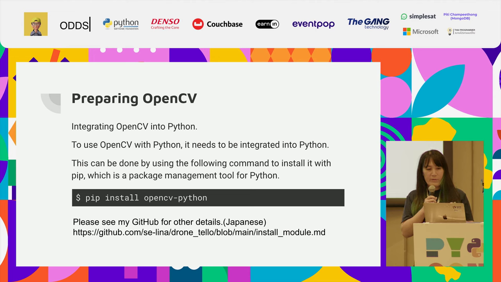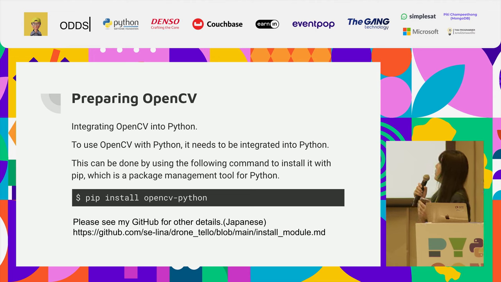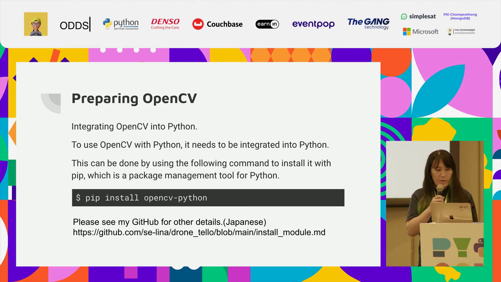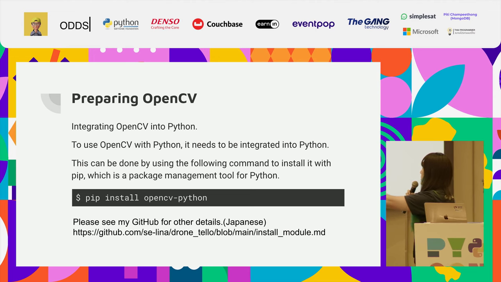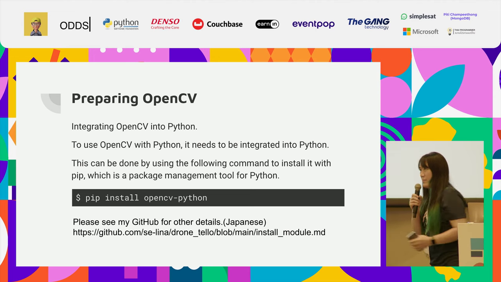To use OpenCV with Python, it needs to be integrated into Python. This can be done by using the following command to install it with pip, which is a package management tool for Python. Please see my GitHub for other details. But this is in Japanese.